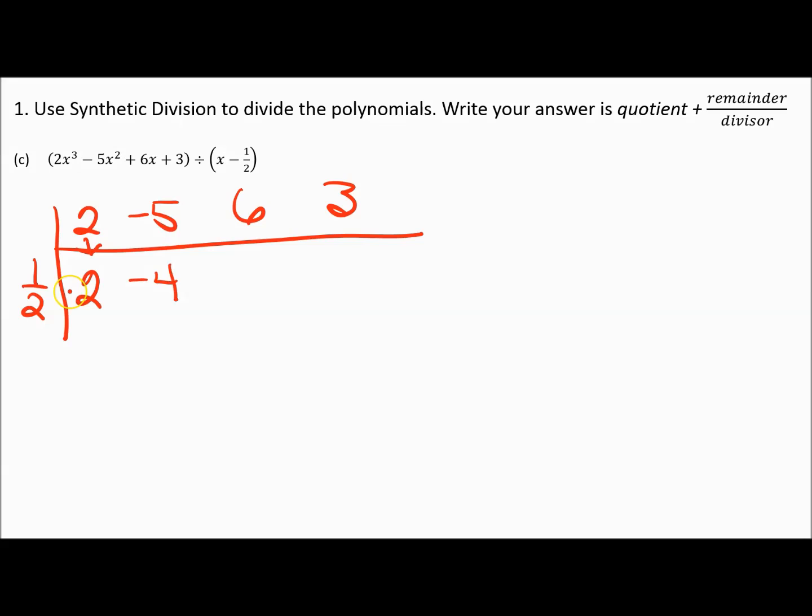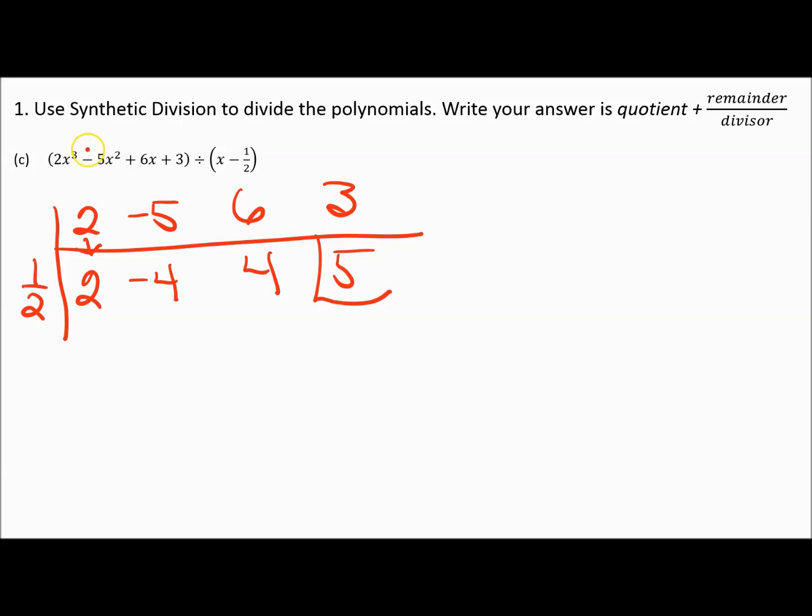Now multiply 1/2 times -4. Now 1/2 times something is just 1/2 of it. So half of -4 is -2 plus 6 is 4. Half of 4 is 2 plus 3 is 5. So we're finished. I have a remainder of 5.